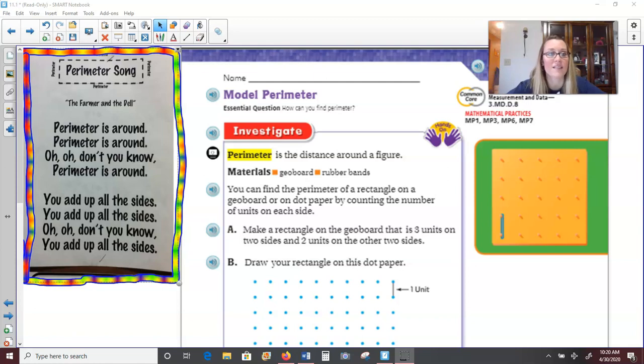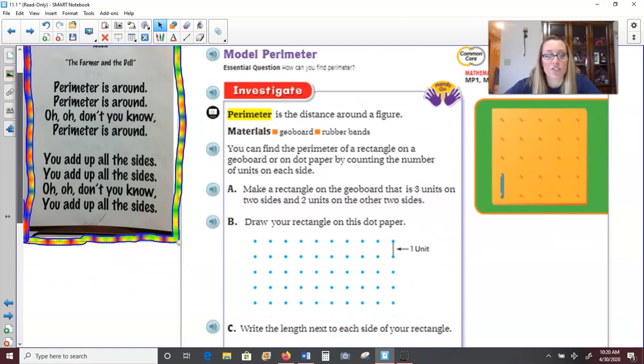Boys and girls, that is it. When we have a polygon shape, so that means it has to have straight sides, we simply add the lengths of each side. We are going to explore perimeter using what they call geoboards.